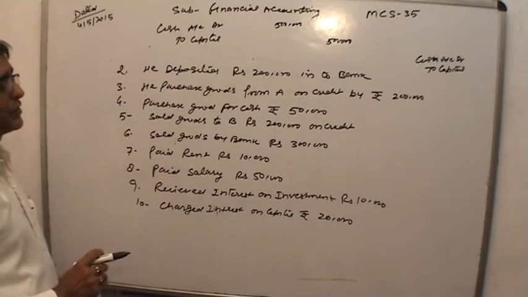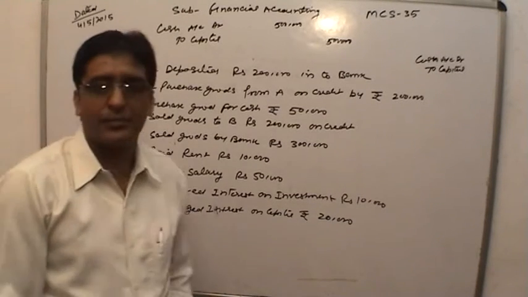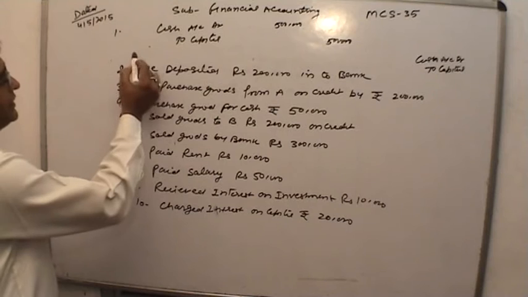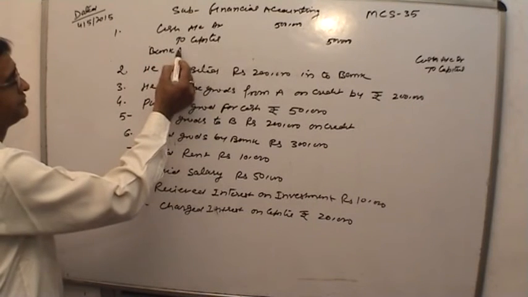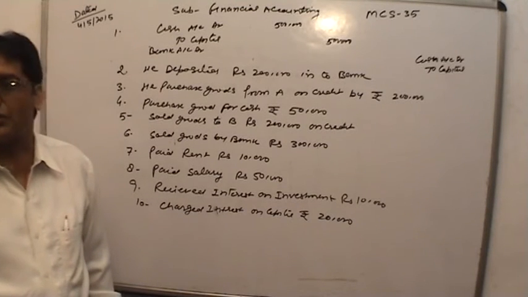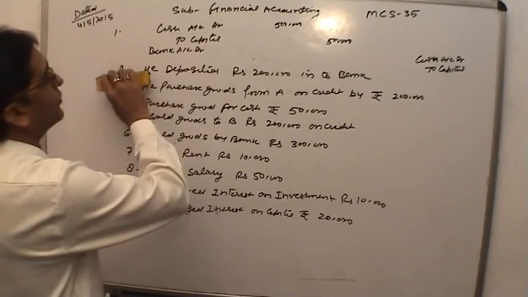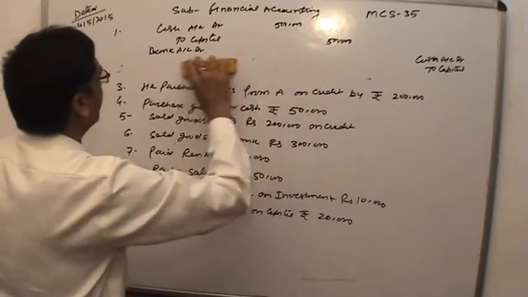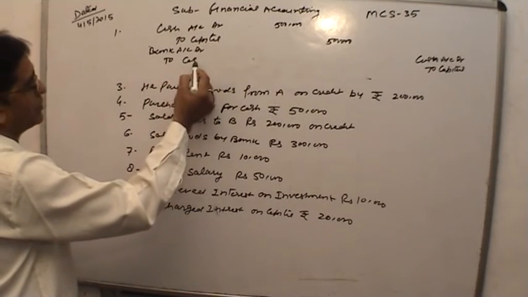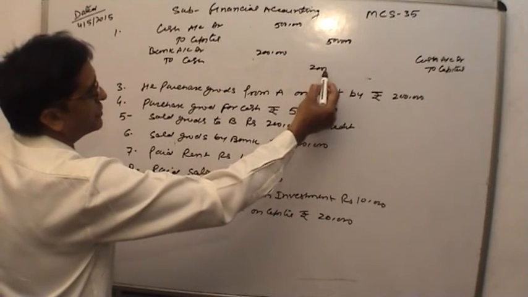Second is he deposit rupees 2 lakh into bank. In this case, bank is receiver and bank is also personal account. So the receiver account debit, that means bank account debit, and credit what goes out. Cash goes out from the office into the bank. Therefore, cash account is credited by the amount of rupees 2 lakh. So the journal entry will be bank account debit to cash account by rupees 2 lakh and then rupees 2 lakh.